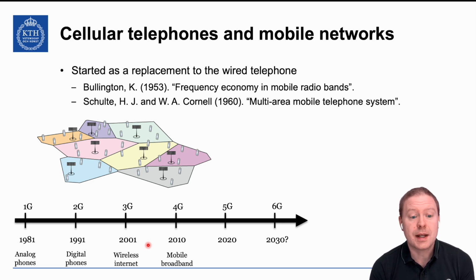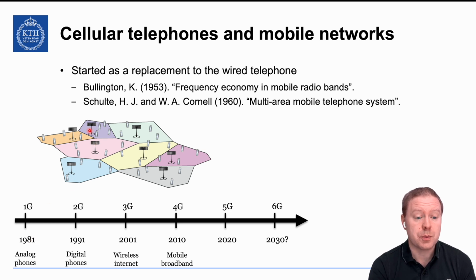Well, from the beginning, it was developed in the 1950s and 60s, at least the concepts, with the idea that we should be replacing our wired telephones with wireless telephones. These are some of the early papers on that topic. But it wasn't until 1981, essentially, that the first generation of mobile networks, or cellular networks as we're calling them, were appearing. So why do we call it cellular networks?